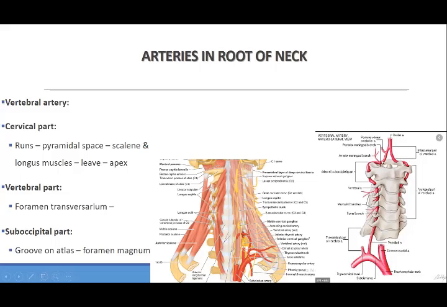Posterior arch of the Atlas के ऊपर एक groove होता है, and the vertebral artery, as it emerges from the foramen transversarium of the first cervical vertebra, then passes posteriorly and runs in the groove present on the posterior arch of the first cervical vertebra, that is the posterior arch of the Atlas vertebra. Then from this groove, the 2 vertebral arteries, one on either side, enter the skull through the foramen magnum.